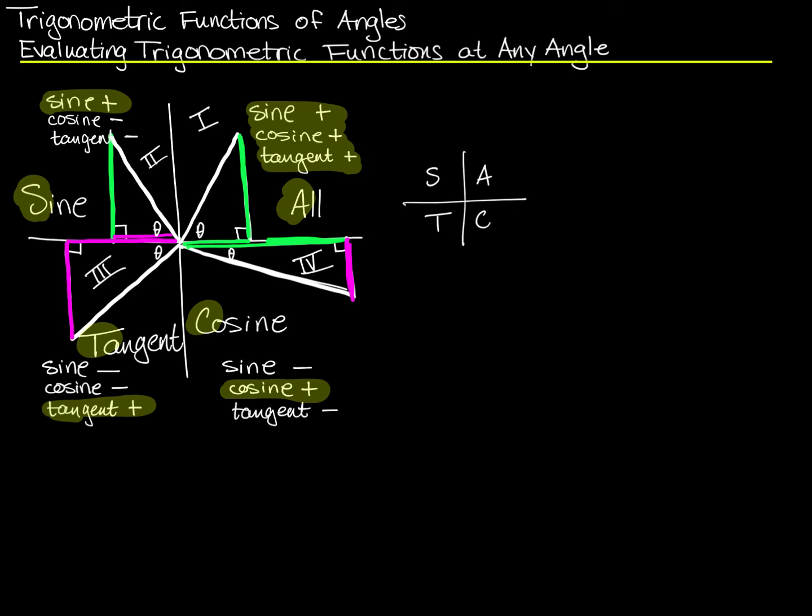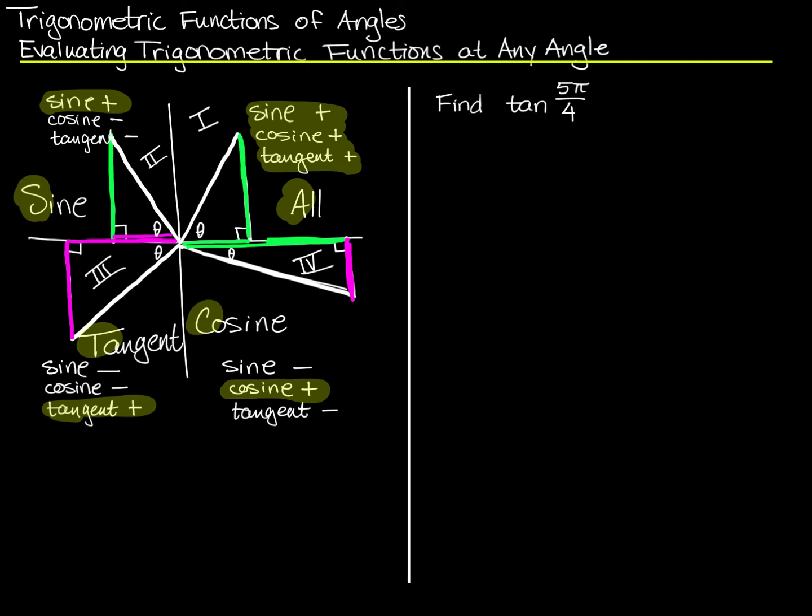All right, I do use this one: All Students Take Calculus. That's just how I remember where the positive functions are. All right, so let's do a couple of examples. We'll start with this one. Find the tangent of 5 pi over 4.